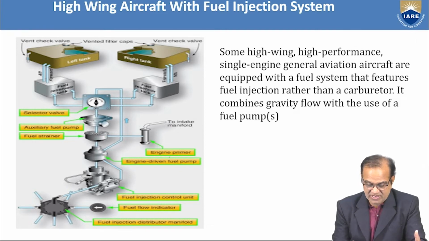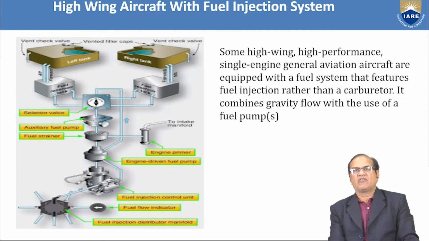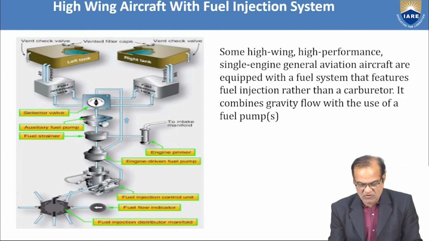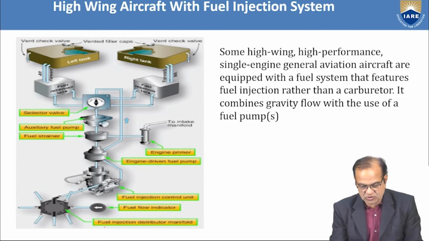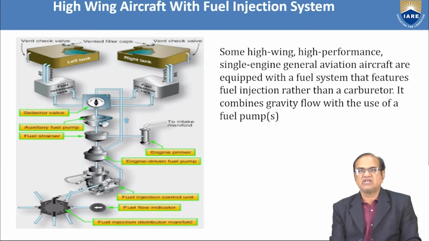and from here it goes to the engine priming, then the engine driven fuel pump is here, from here it goes to the fuel injection control valve, and from here fuel goes to the fuel flow indicator, from where the pilot will see whether fuel flow is there or not, and then it goes to the fuel injection distributor manifold.